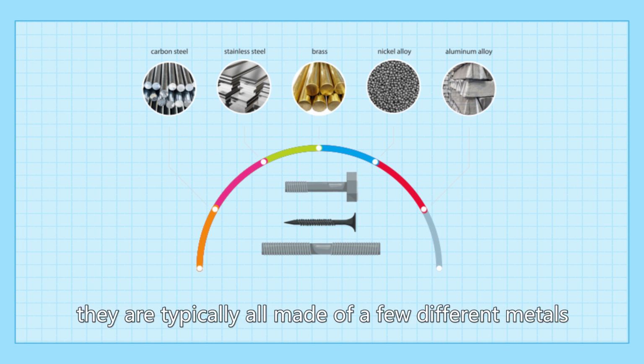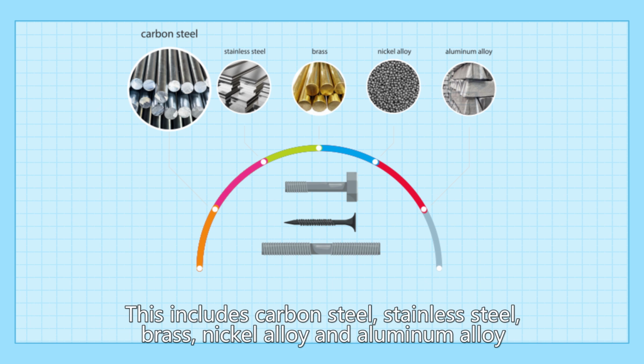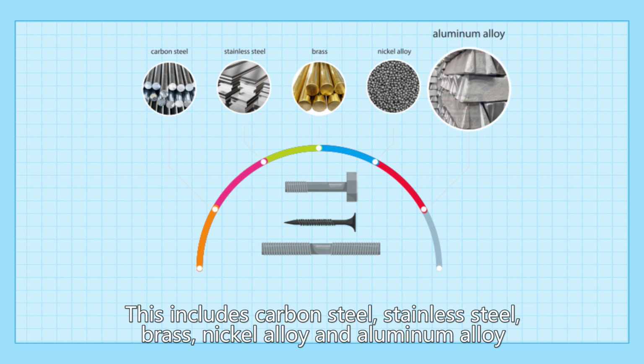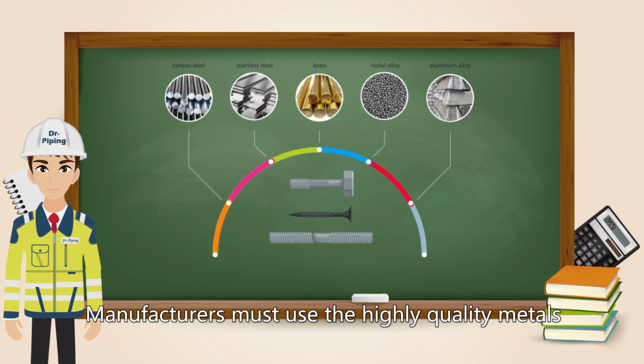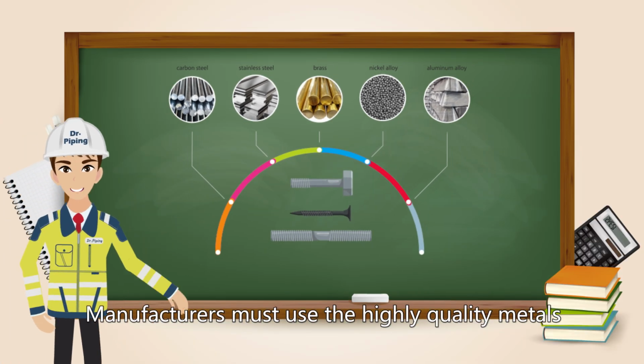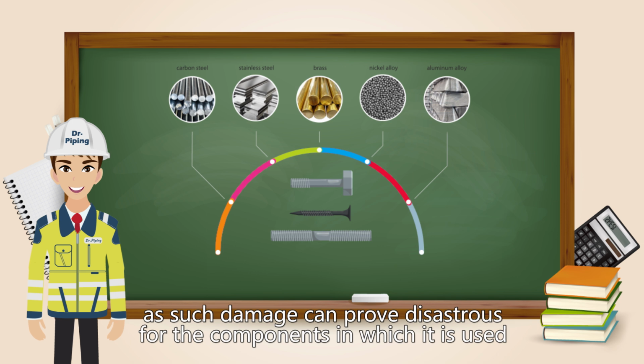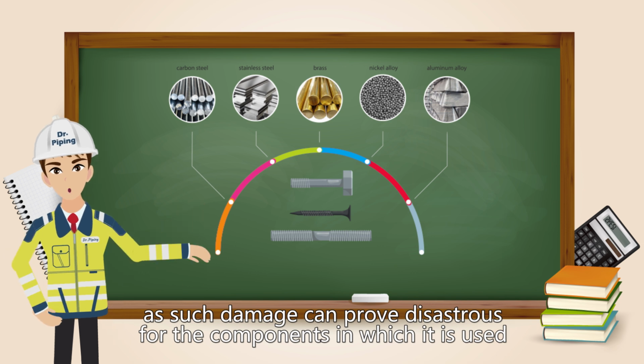Whether it is a screw, bolt or stud, they are typically all made of a few different metals. This includes carbon steel, stainless steel, brass, nickel alloy and aluminum alloy. Manufacturers must use high quality metals to reduce the risk of cracking, rusting and other damage, as such damage can prove disastrous for the components in which it is used.